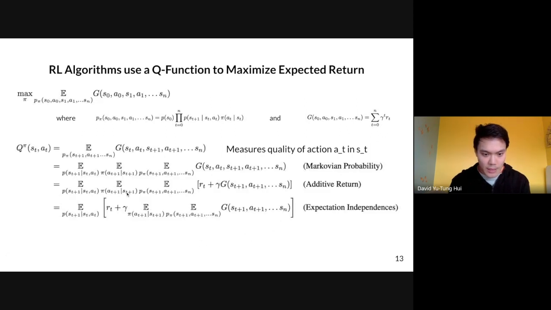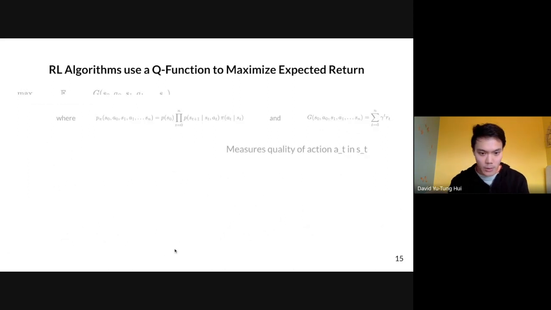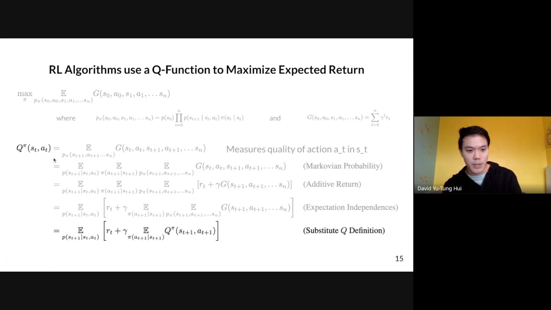Then I can notice that R is independent of these expectations, so I can move these expectations into this expanded term. And this term here, the expectation over G, is actually just the definition of the Q function, but one time step into the future. So this is the definition of the Q function at time step t, and this is the definition of the Q function at time step t plus 1. Effectively, the Q function is self-consistent: the Q function at time t is related to the Q function at time t plus 1 by this equation.